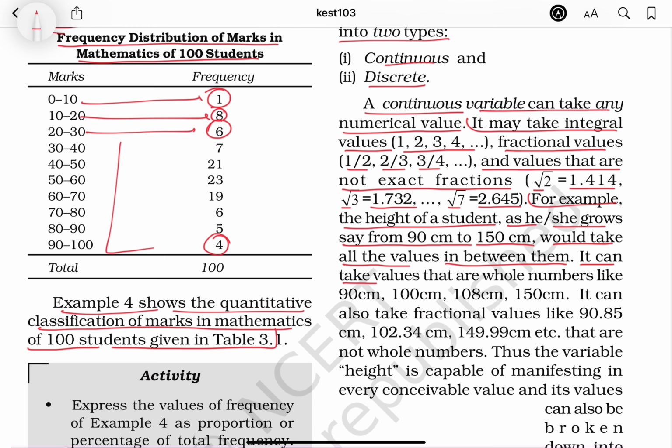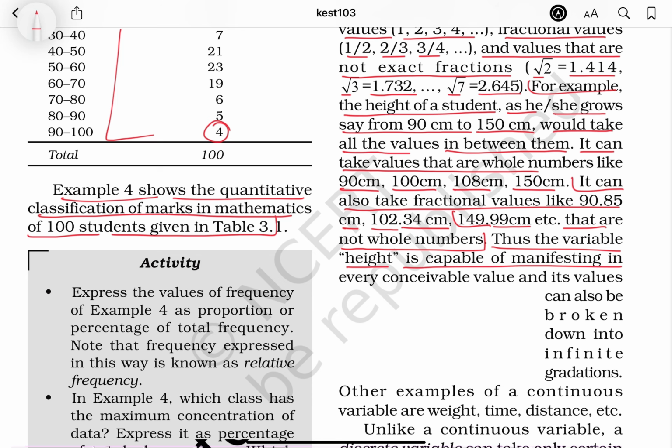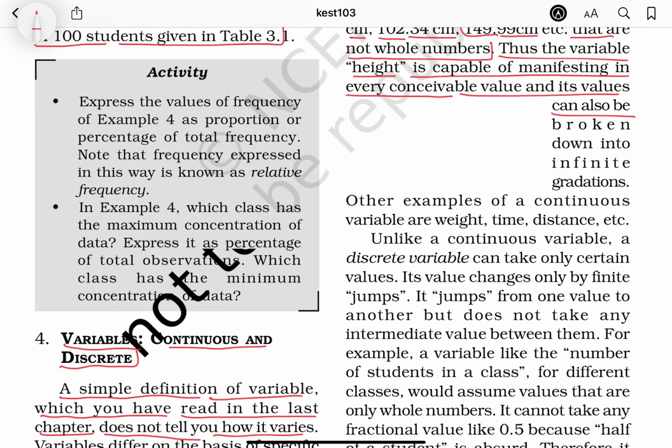It can take values that are whole numbers like 90 centimetres, 100 centimetres, 108 centimetres, 150 centimetres. It can also take fractional values like 90.85 centimetres, 102.34 centimetres, 149.99 centimetres, etc., that are not whole numbers. Thus, the variable height is capable of manifesting in every conceivable value, and its values can also be broken down into infinite gradations. Other examples of continuous variables are weight, time, distance, etc.